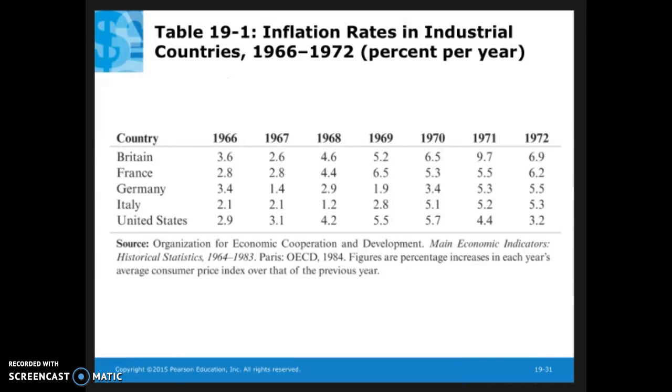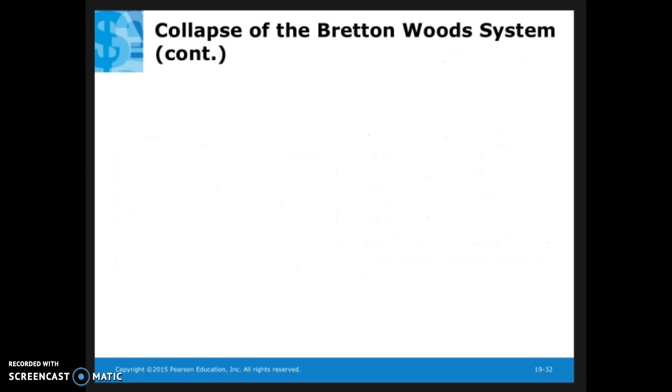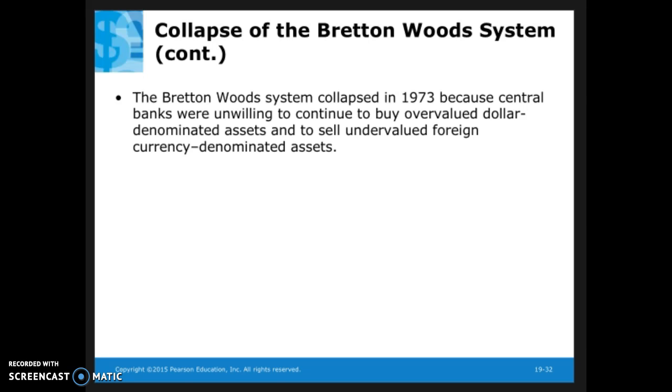So here's what the inflation rates looked like during the period of the Bretton Woods collapse. You could see as the 60s moved into the 70s, the inflation rates really grew. You can see in Britain that Britain went from an inflation rate of 6.5% to 9.7% between 1970 and 71. So the system officially collapsed in 1973.